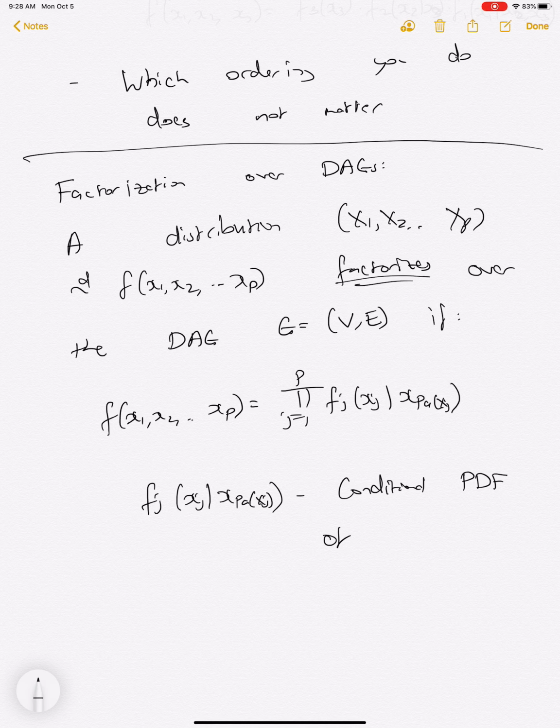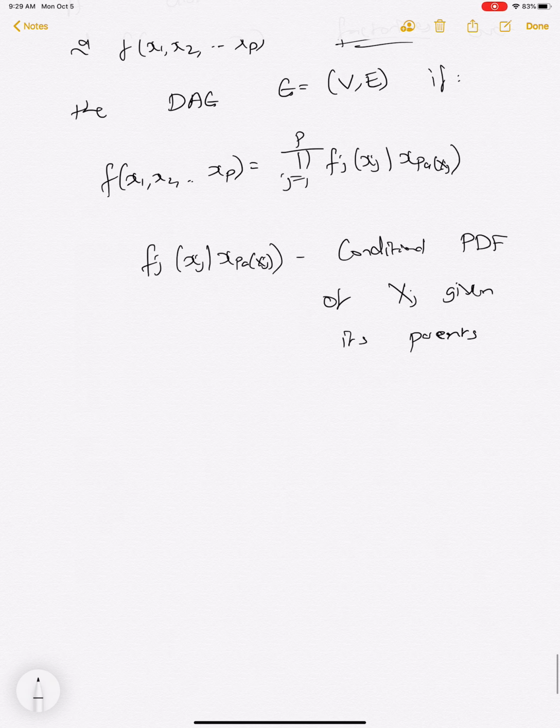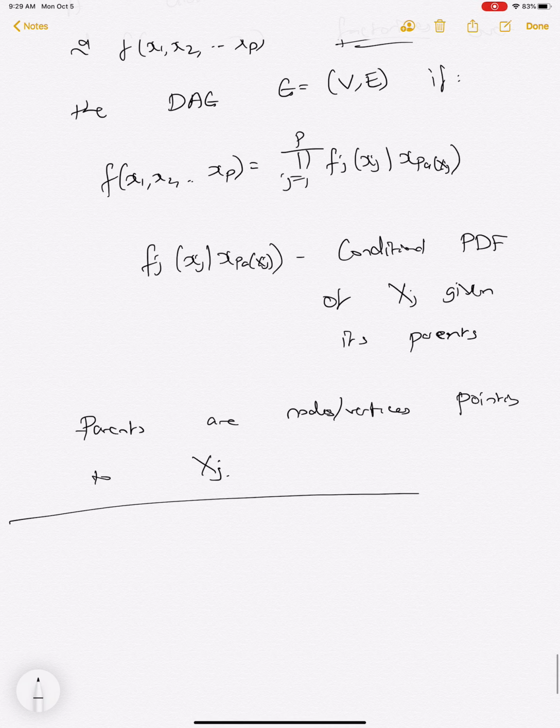of xj given its parents. So remember what parents were? Recall that parents are nodes or vertices pointing to xj. Okay, so now let's go back to our two examples.